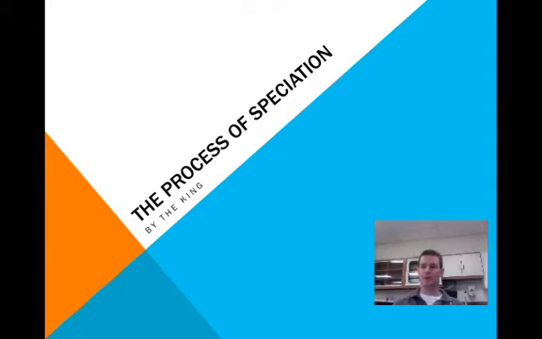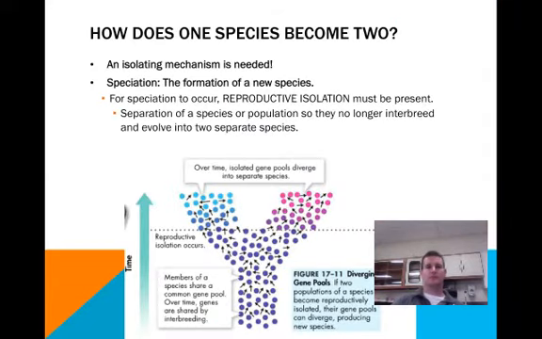Alrighty, welcome to the video lecture on the process of speciation. The question that we're really trying to answer in this lecture is how does one species become two?